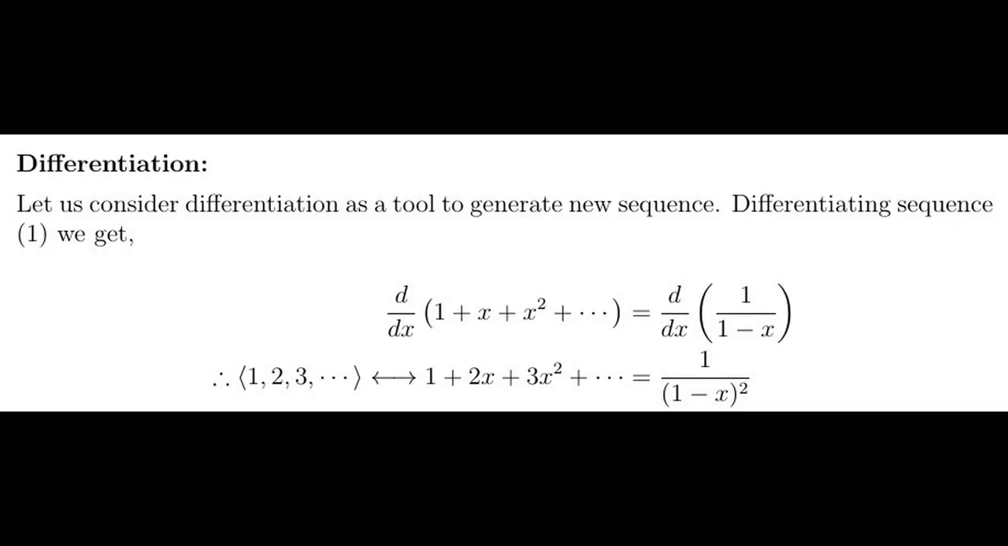What more additional transformations which we can do? Let us consider differentiation as a tool to generate a new sequence. Differentiating the sequence 1, which is 1 1 1 1, we get corresponding power series. If we differentiate, we will get the sequence 1 plus 2x plus 3x square and so on. Corresponding sequence is 1 2 3 dot dot dot. And if we differentiate 1 upon 1 minus x, again we get 1 upon 1 minus x square. So by differentiating the power series, correspondingly differentiating the generating function, we get the desired sequences. This is what is our observation.